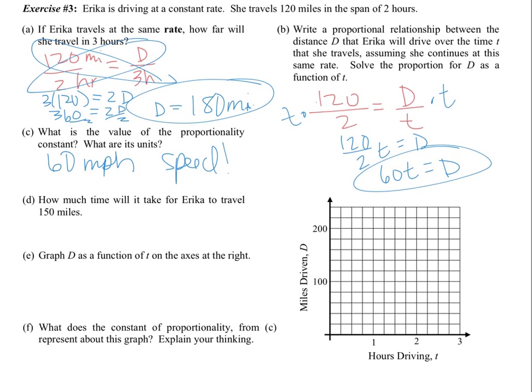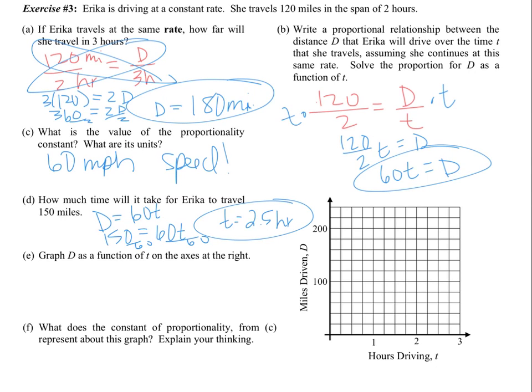How much time will it take for Erica to travel 150 miles? Well, if distance equals 60 times time, we can plug 150 in for the distance and solve for T by dividing by 60, and the time is 2.5 hours.